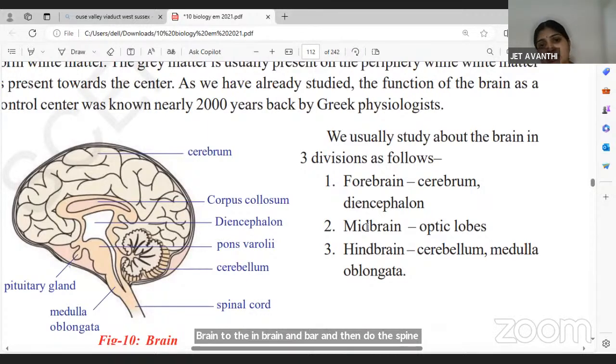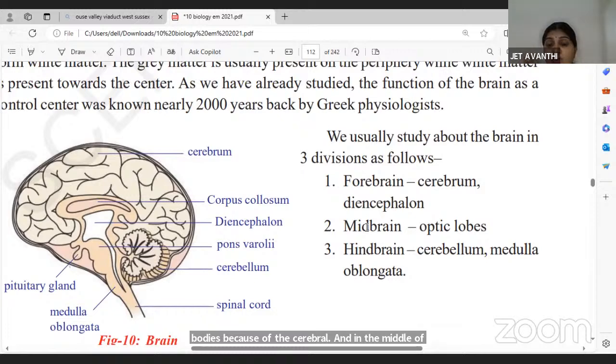And the hindbrain consists of the cerebellum, pons varolii, and then we have the medulla oblongata. The medulla oblongata continues further into the body as the spine. And as I told you, the cerebellum is mostly responsible for posture, the way we sit. It is controlling our balance. The balance of the body is because of the cerebellum. And the medulla oblongata is also responsible for involuntary actions.